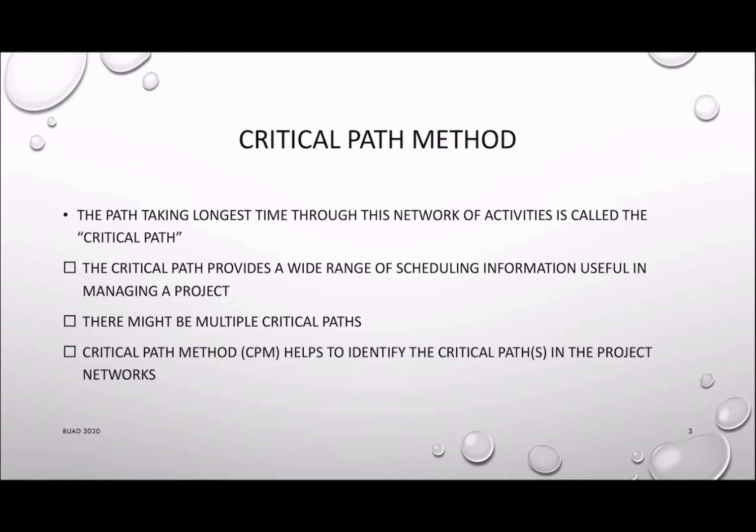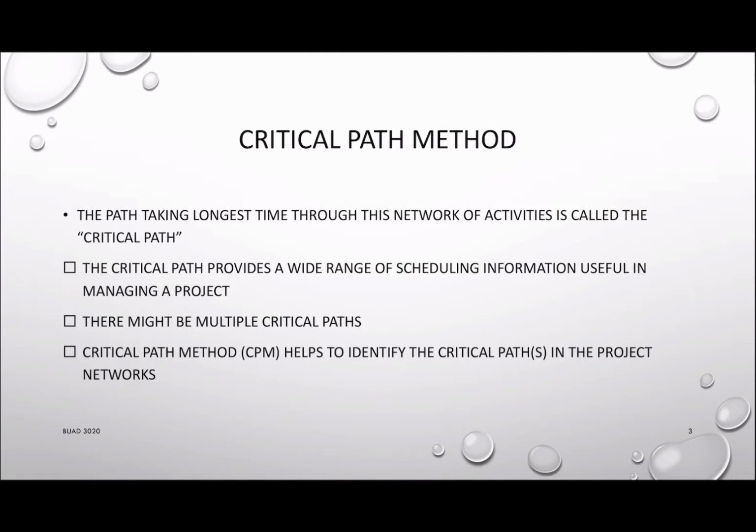So what is the critical path method? The path taking the longest time throughout the network of activities is called a critical path. The critical path basically provides a wide range of scheduling information that will be very useful in terms of managing the project. It can help you identify what activities are so-called critical activities and what are so-called non-critical activities. And for those non-critical activities, how much time can be delayed without affecting the progress of the project.